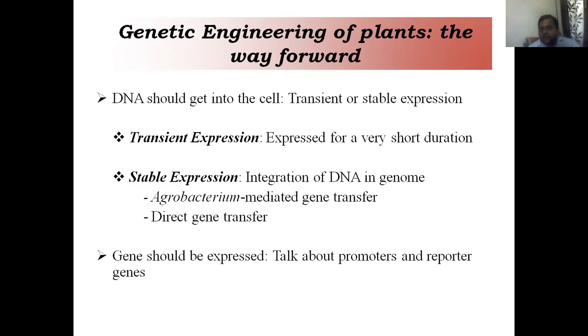That's why it is known as transient, expressed only for a very short period of time. On the contrary, we have stable expression, in which the DNA gets integrated into the genome and passes through the germ line, so it moves from one generation to another. Agrobacterium mediated gene transfer comes under that, and so does direct gene transfer. Once inside the plant, it also depends on how and where it will be expressed, so that involves a discussion about promoters and reporter genes. I have some slides for that as well.